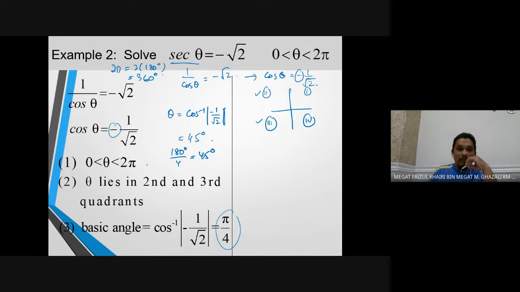So now the theta lies in 0 up to 360 degrees. It lies in the second and the third quadrant. We already declared this, okay, because the cos is equal to negative and the basic angle is 45. So now, 45 in the second quadrant and 45 in the third quadrant.